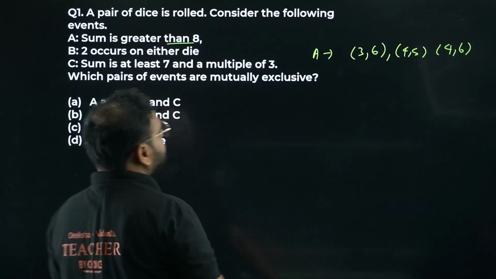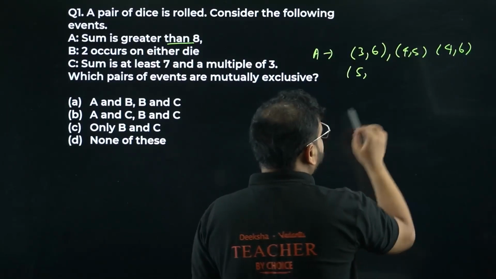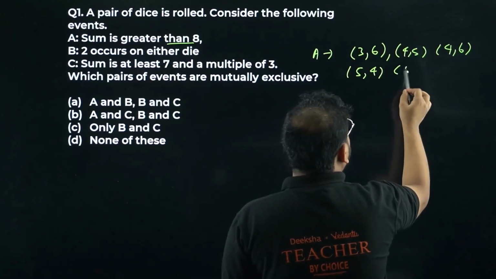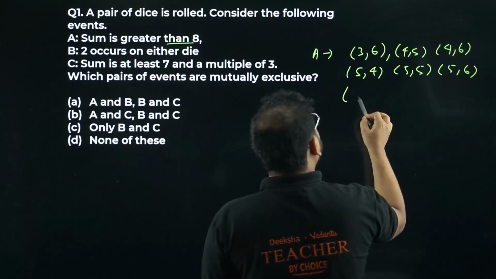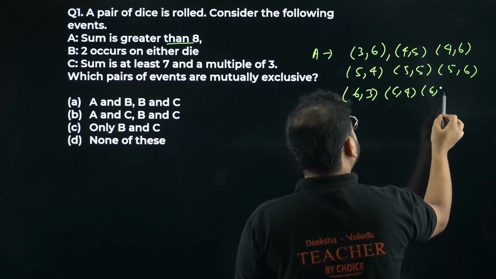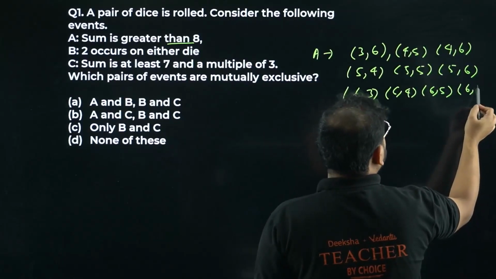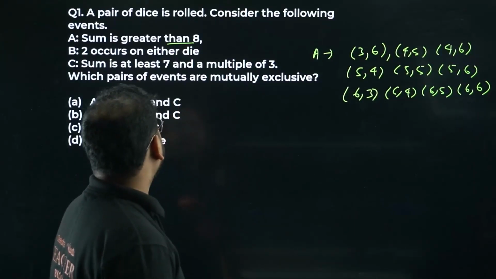Okay, now 5. 5 3 I cannot take, 5 4 I can take, 5 5 I can take, and 5 6 I can take. Same way 6 3 I can take, 6 4 I can take, 6 5 I can take, and 6 6 I can take, right? These are the sample points for the event A.